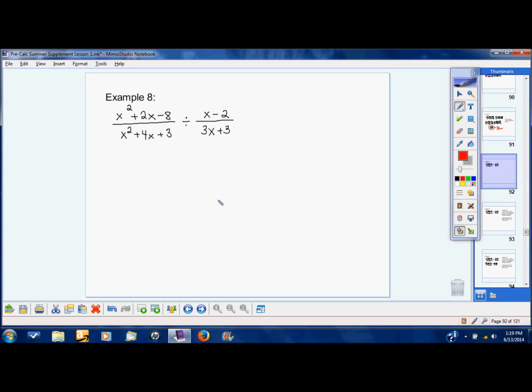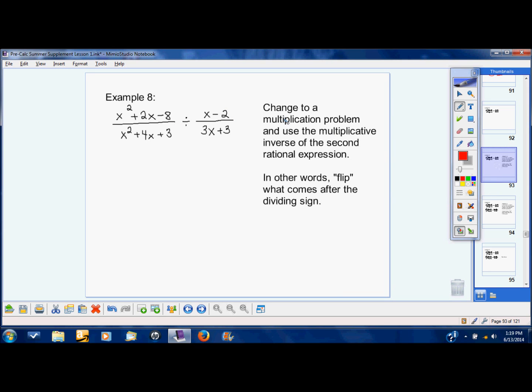Let's take it and look at a new one. Notice this is very similar to the last problem, except that it's a dividing problem instead of a multiplying problem. If you recall from your past history, every division problem is actually a multiplication problem. All you have to do is take the reciprocal of this fraction that comes right after the dividing sign. To change to a multiplication problem, use the multiplicative inverse, or the reciprocal, of the second rational expression. In more common terms, you're going to flip what comes after the dividing sign. So we do that first.